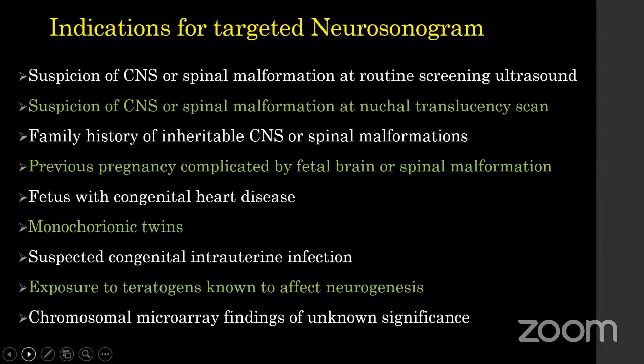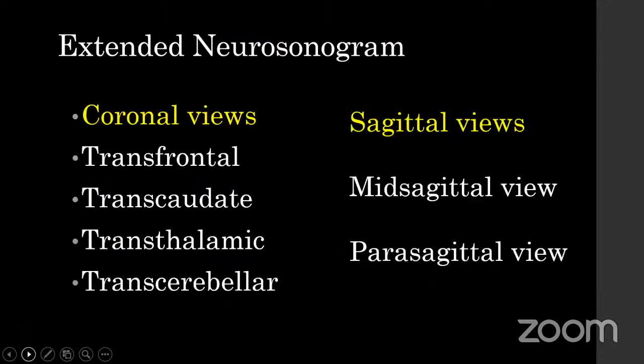You have a problem in your NT scan: a CNS or spinal malformation, increased NT. Family history of inheritable CNS or spinal malformation. Previous pregnancy had a CNS malformation. Fetus with congenital heart disease. Monochorionic twins, infection. Most important, exposure to teratogens which affect neurogenesis, and chromosomal microarray findings of unknown significance.